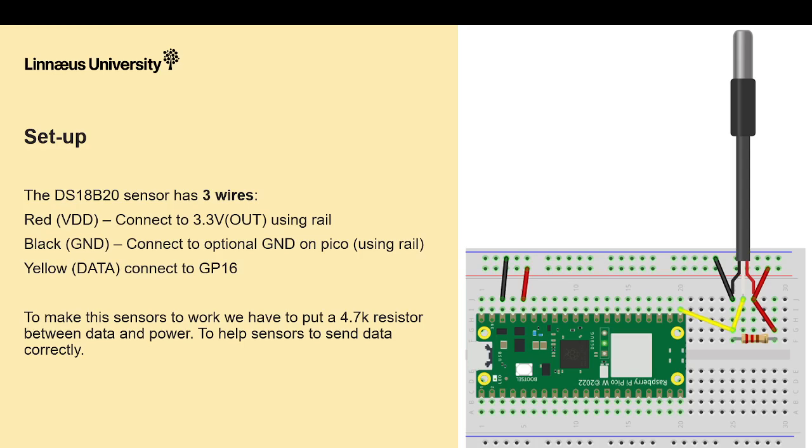Then you have a black wire that you connect to the ground, and you have a yellow wire on the sensor that you connect to the data. In this case I will use GP16. And to make the sensors work properly, we use a resistor that you connect between the data and the power. So you have a resistor between here. I will show here.